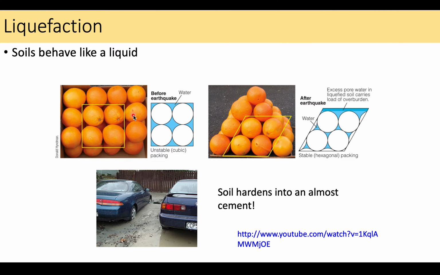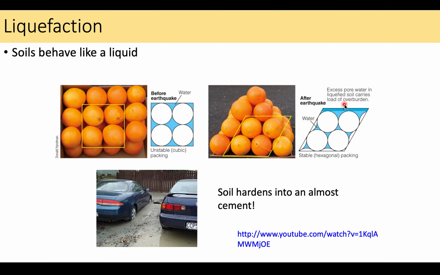However, if you set them free and then set some shaking, they are going to situate themselves in a more stable packing, which would be in this hexagon shape. So what that means is there is less water in between the grains of soil. So instead of having this much water, we now have a lot less water. The extra water is going to move to the surface. So what this does is it causes soil to harden into an almost cement. And then there will be a layer of excess water sitting on top.